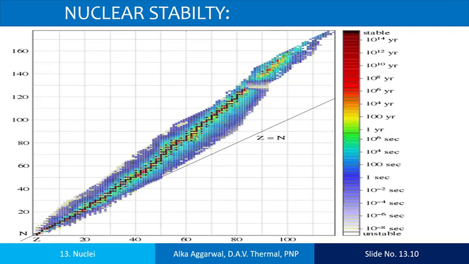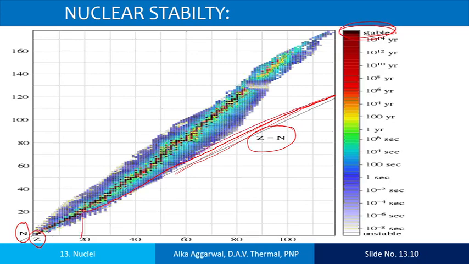Now this is a graph which represents the number of neutrons versus the number of protons. This line represents the number of neutrons equal to the number of protons. The black color is for stability. You see, the black color line shows that the nuclei are stable along this line, not along this line.